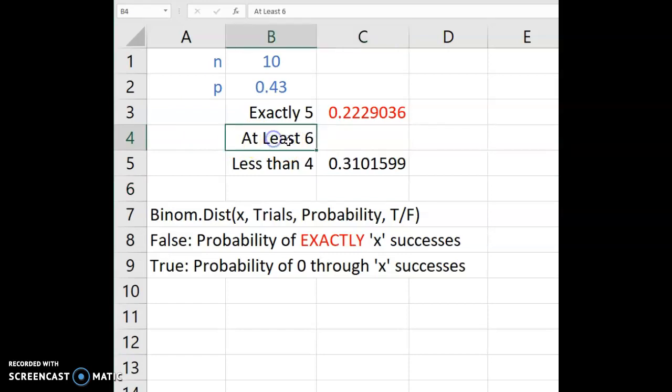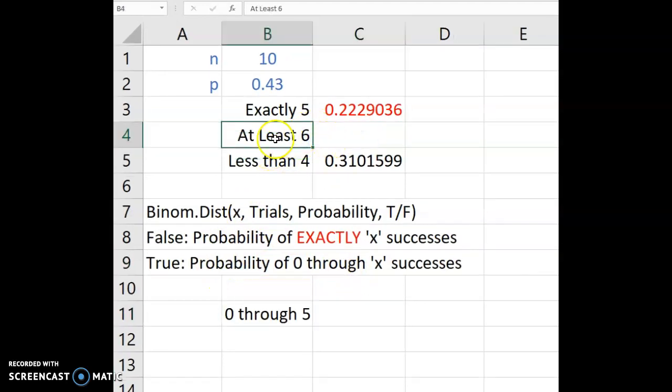And finishing up now with part B, it was asking an at least question. What's the probability that at least 6 out of the 10 people we ask say they have very little confidence in newspapers? So the results that could possibly fit into there are either 6, 7, 8, 9, or 10 people out of the 10 we ask. Now Excel only has 2 options for this formula, BINOM.DIST. The false option gives you the probability of an exact amount, and the true option gives you the probability of 0 up through whatever you enter for x.